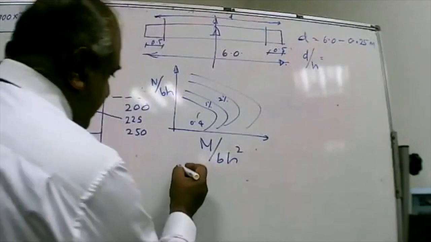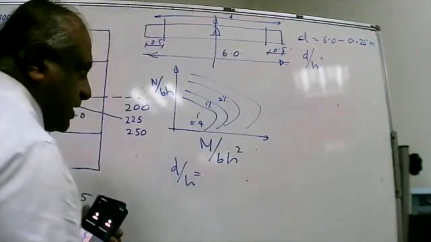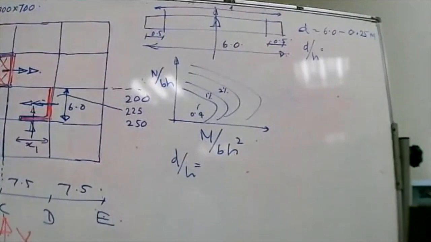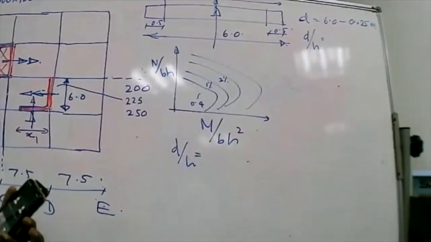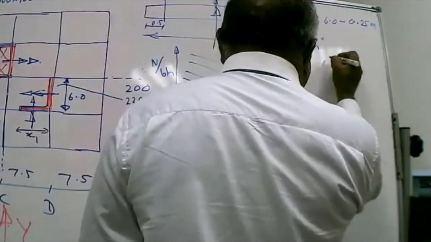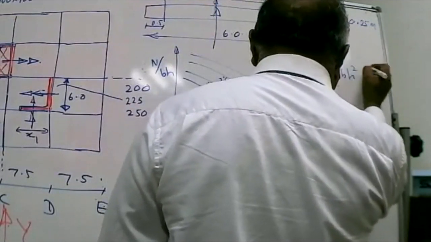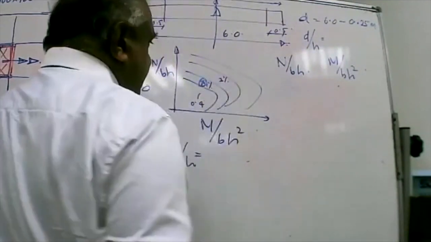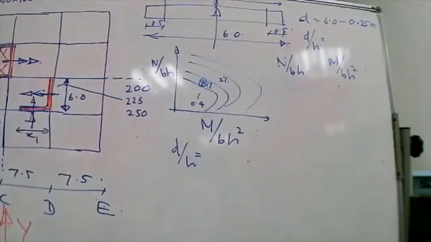Based on that, you have to select the column interaction chart. There are column interaction charts for different values of d over h, but in a long wall, it's most likely to be close to 0.9. So based on this, we calculate N over bh, M over bh squared, and then we select a point on the appropriate column interaction chart. And then we say we are going to provide that amount of reinforcement.